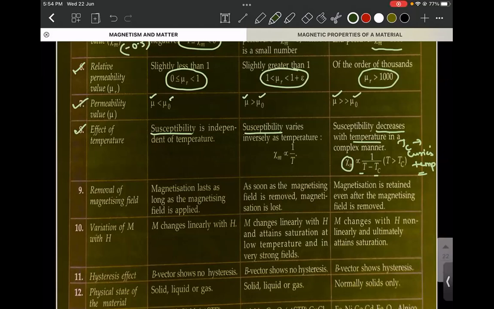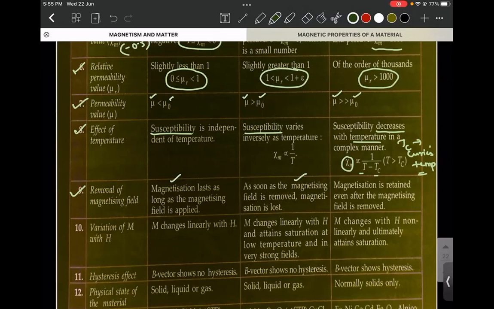Next is removal of the magnetizing field. Means you place a diamagnetic substance in the presence of a magnetic field, it will align itself in the weaker magnetic field. But as soon as you remove the magnetic field, diamagnetic materials will lose the magnetic property attained. Similar is the case with paramagnetic substances also.